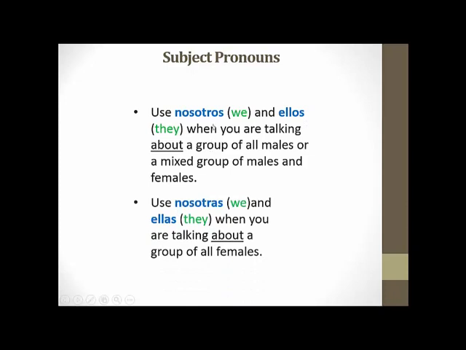Okay, now here's the difference. Nosotros is if it's all guys or guys and girls, and use nosotras and ellas when you are talking about a group of all females. So if you are saying we, and the we is a group of all girls, you will use nosotras instead of nosotros. If you are talking about a group of girls and you want to say they, you will say ellas. You use ellos if there is one or more boy included in the group.